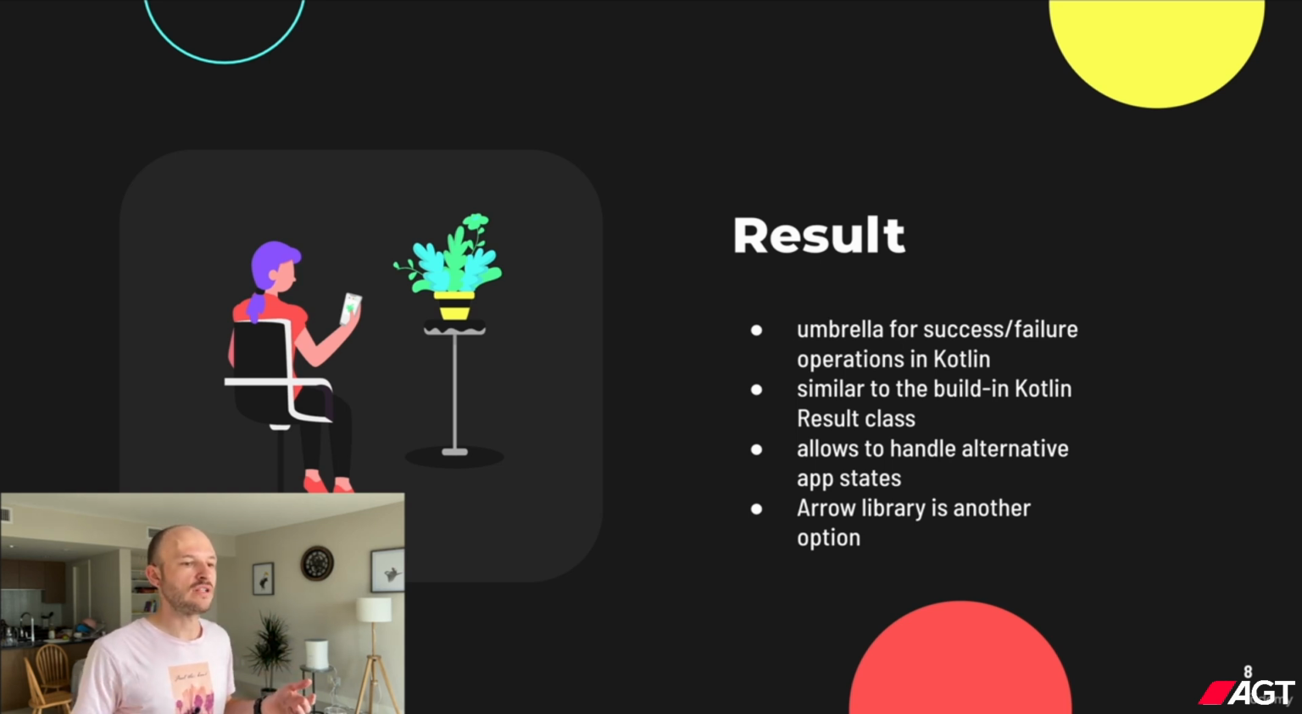It's worth mentioning that this result library is not the only available option. You may try using the standard Kotlin Result class, or pay attention to the Arrow library. All the links for these libraries will be in the resources section for the lecture.